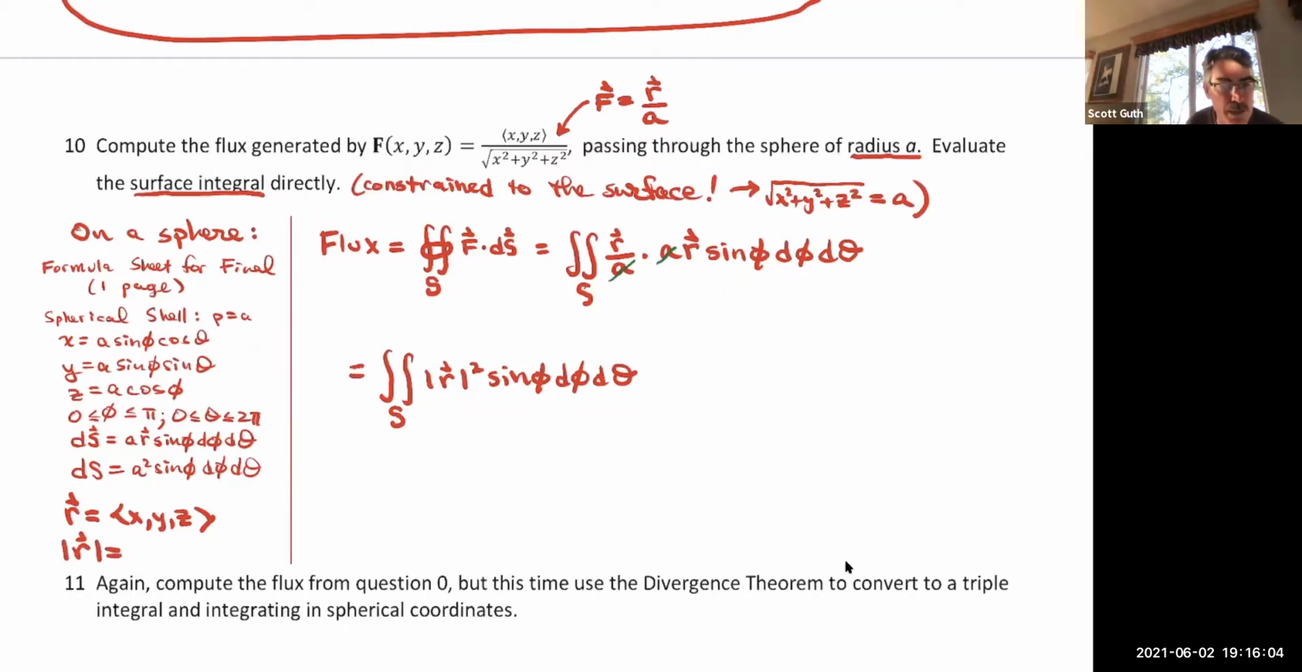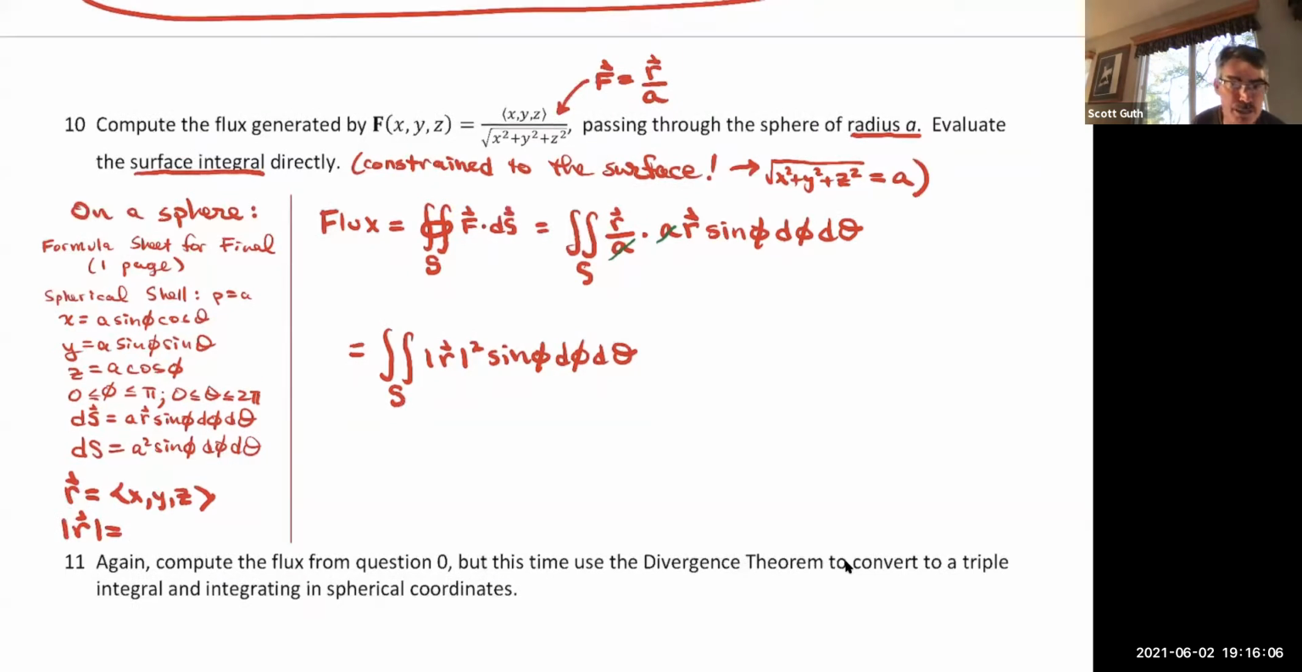Of the sphere, the magnitude of your position vector should be the radius of the sphere. You can work that out if you want, but it's just a, the radius of the sphere. So you can say that the magnitude of r squared is just going to be a squared.